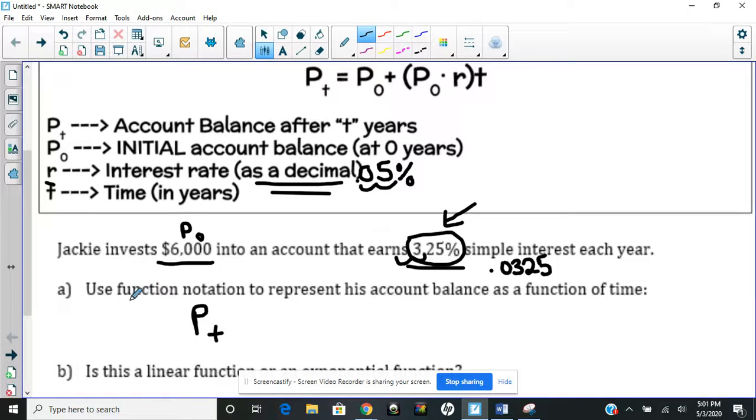Function notation, like we saw at the beginning of the year, was f of x or f of t. But just to stay consistent with the formula, I'm going to follow what they have here. Equals the initial amount. So we said that's 6,000. So I'm going to say 6,000. Plus parentheses P sub 0. So that's still 6,000.